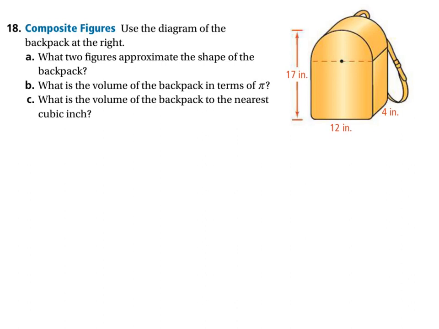All right, so use a diagram of the backpack at the right. What two figures approximate the shape of the backpack? Well, what we've got here is a rectangular prism. This thing, it's like a box, right? But it's a rectangular prism. This whole section down here.